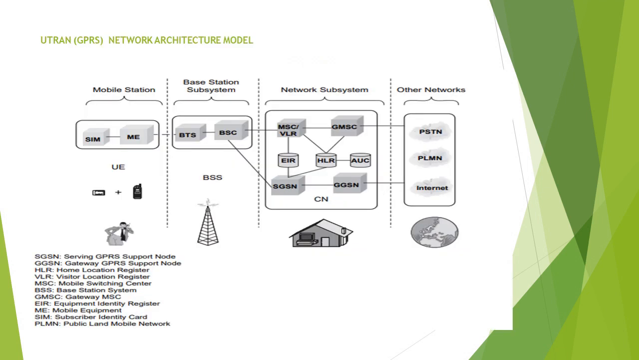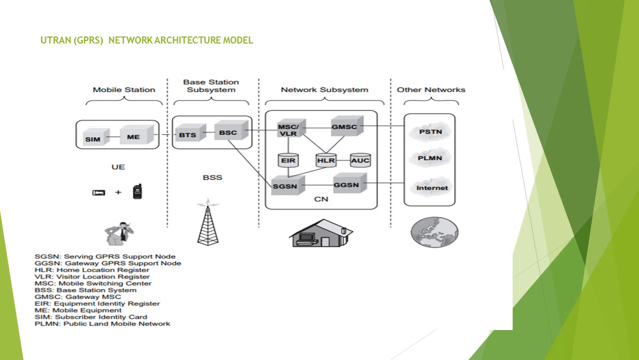So this is the UTRAN GPRS network architecture module. We have already seen this: user equipment, base station subsystem model, network subsystem model, and other networks. User equipment consists of SIM card and mobile phone. Then the base station subsystem consists of BTS, base transceiver station, and BSC, which is the base station controller, and MSC, which is for mobile switching center, and VLR, visitor location register.